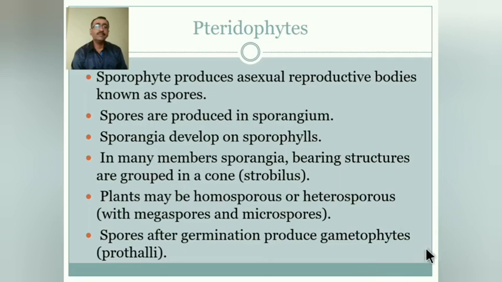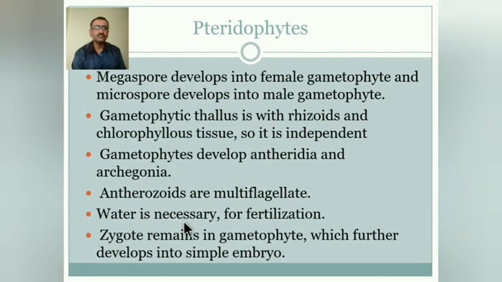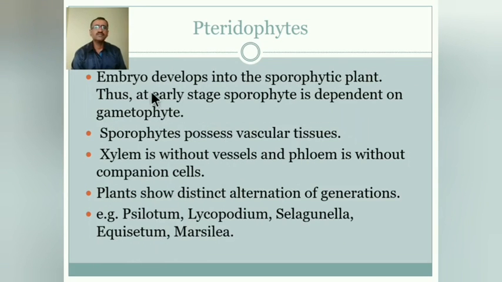That gametophytic plant body, or gametophyte, is the prothallus or prothalli. That plant body is known as the prothalli. Next one is the embryo. The embryo develops into the sporophytic plant. Thus, at an early stage, the sporophyte is dependent on the gametophyte, like the bryophyte.